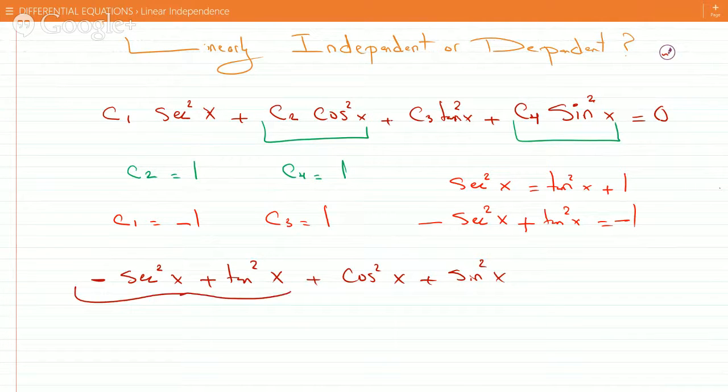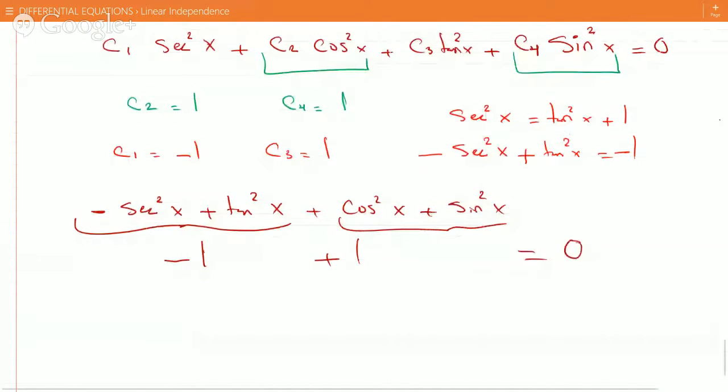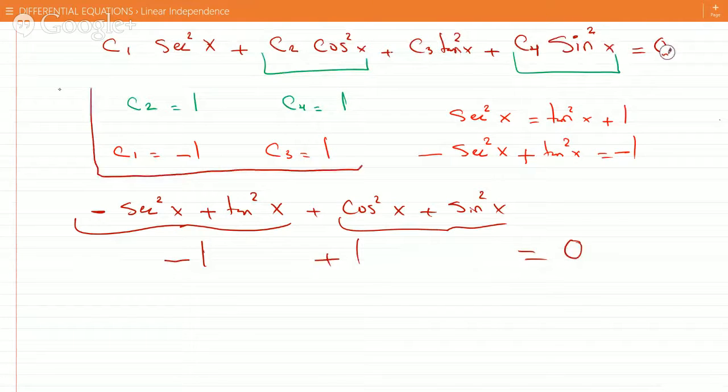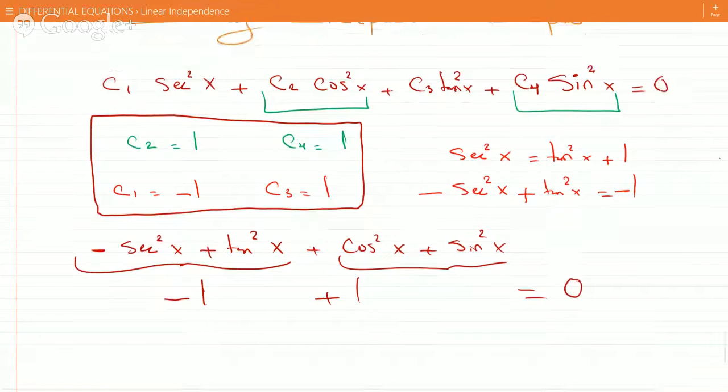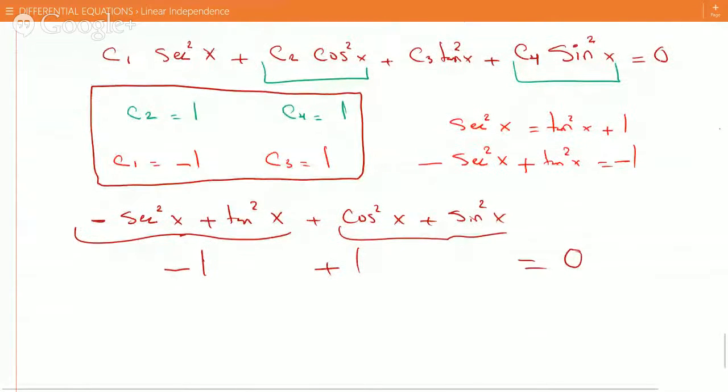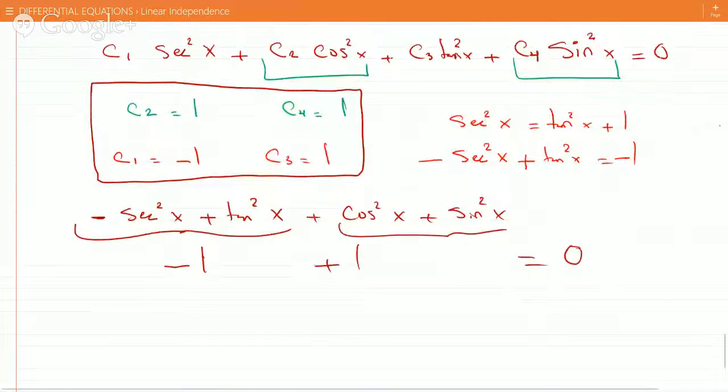And you could see that these two here are -1, and these two here are +1, and I would indeed get 0. Therefore, there are C1 through C4 that exist with those values. C1 is -1, C2 is 1, C3 is 1, and C4 is 1, where the combination would equal 0 for some non-zero values of C1 through C4. Therefore, they are linearly dependent.